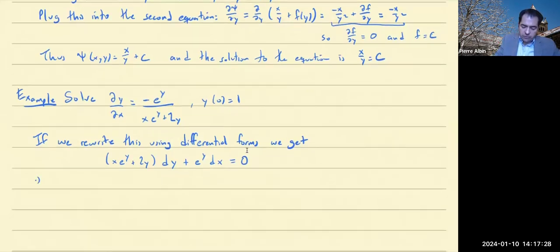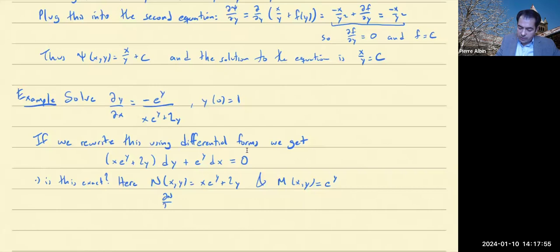Okay, so then first we ask, is this exact? Well, here the coefficient of dy, n, is given by x e to the y plus 2y, and m, the coefficient of dx, is e to the y. So the derivative of n with respect to x is e to the y. The derivative of m with respect to y is e to the y. So it is exact.